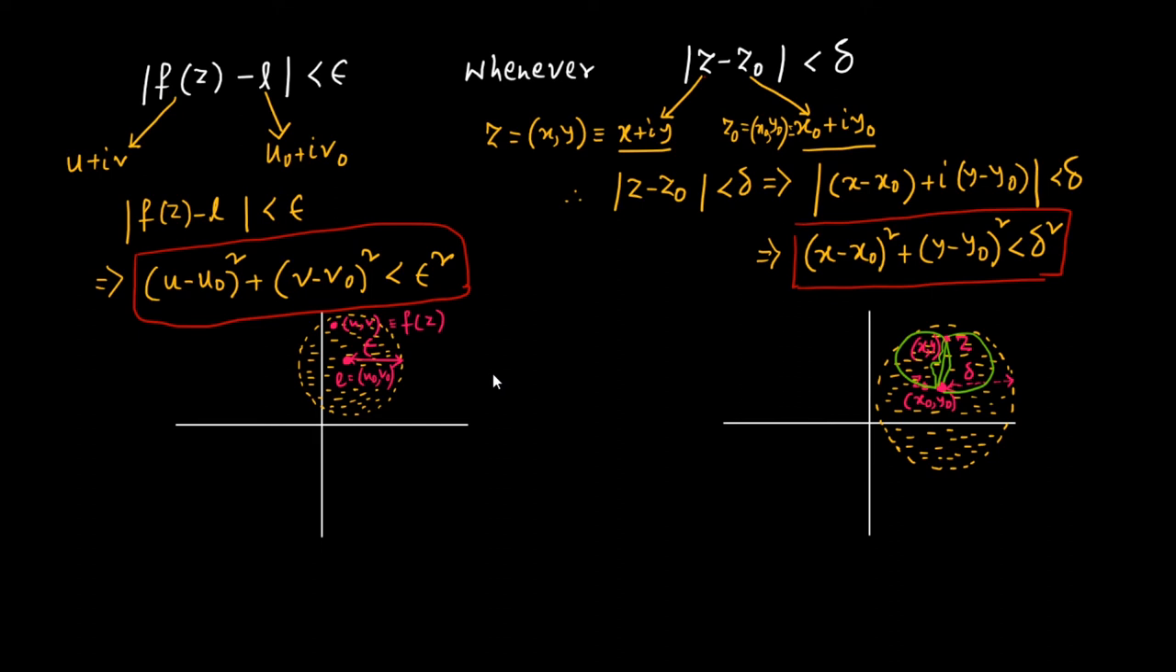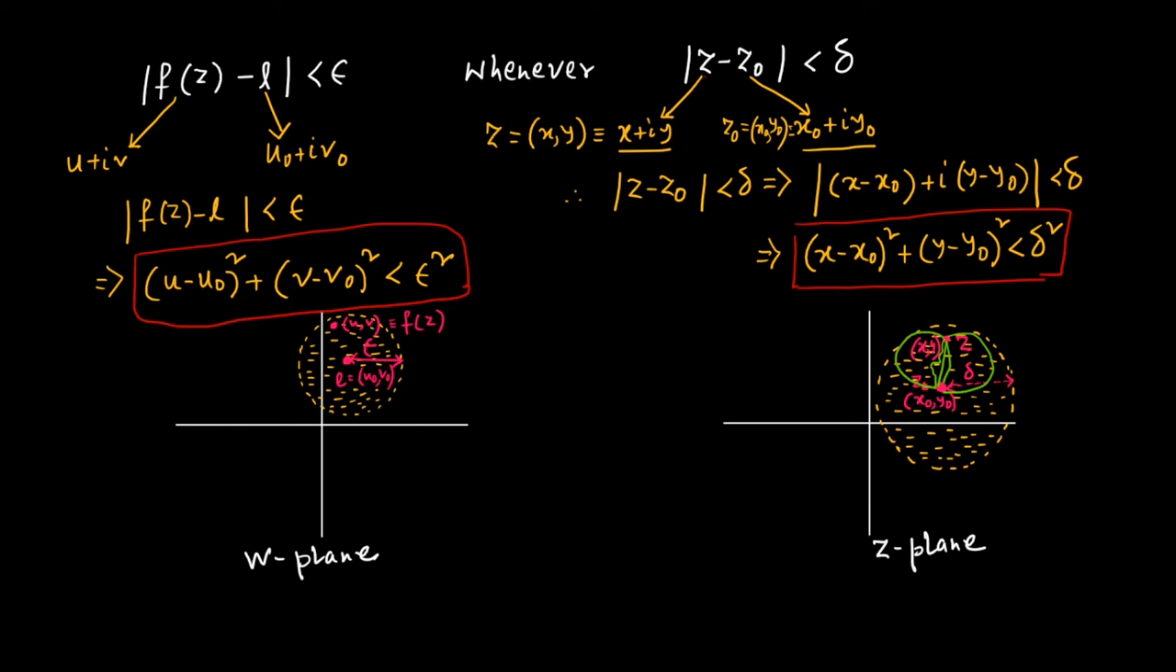So for the existence of the limit, what we wish is this. If I call this plane my W-plane, or my codomain plane, wherever f(z) and L lie, and I call this my Z-plane, the domain plane, then whenever in the domain plane Z and Z0 come closer, if in the W-plane f(z) and L come closer, we say that the limit exists.